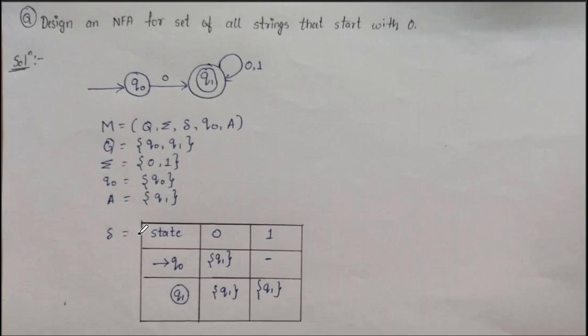Delta equal to, now we draw a transition table for the transition function, state, and input symbols. For state Q0, that is the initial state, when the input symbol is 0, it moves to Q1. As per the question, the string should start with 0. So for input symbol 1 there is null, and for final state Q1, when the input symbol is 0, it moves to Q1, and when the input symbol is 1, it moves to Q1. That is a self loop. The final state has any number of zeros or 1.